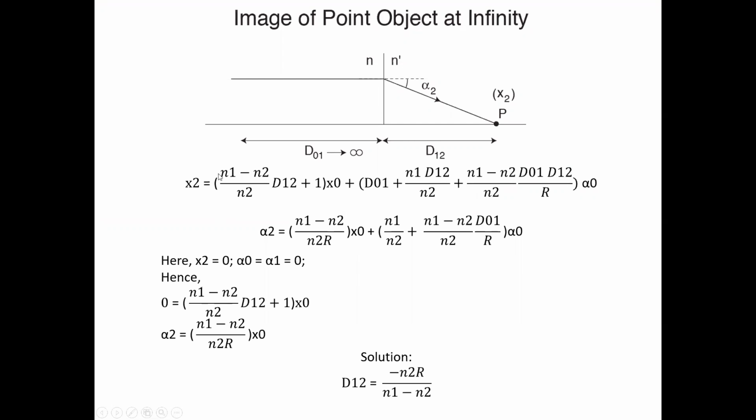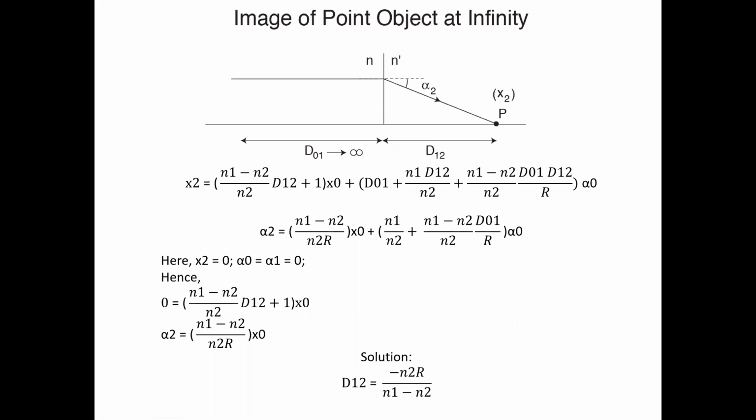Here I write x2 again becomes 0 because all the rays come to a focus at a point. And alpha naught equals alpha 1 equals 0, right? Because all the lines are parallel to the optical axis, so no angle is subtended by the incident rays. So those angles are 0. I plug those into these equations and solve for d12, which is this distance, given by minus n2 r, or n prime r over n1 minus n2. So this d12 is also defined as the focal length of the lens.